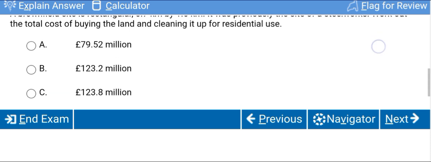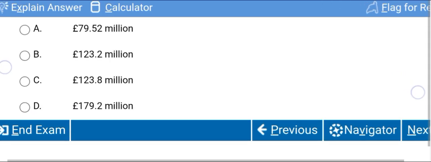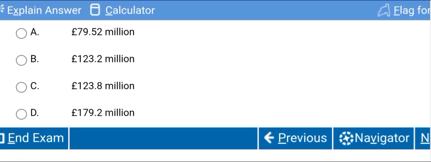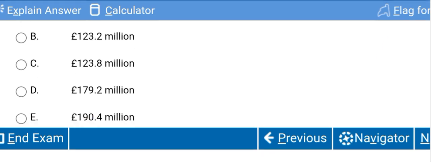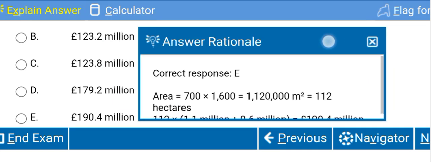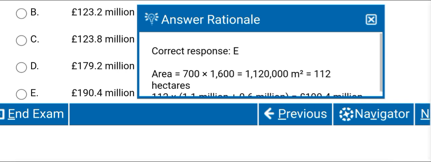Option A, 79.52 million pounds. Option B, 123.2 million pounds. Option C, 123.8 million pounds. Option D, 179.2 million pounds. Option E, 190.4 million pounds. So the correct response we have is option E.